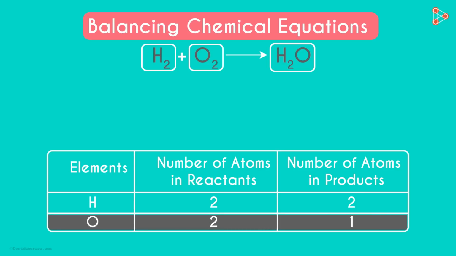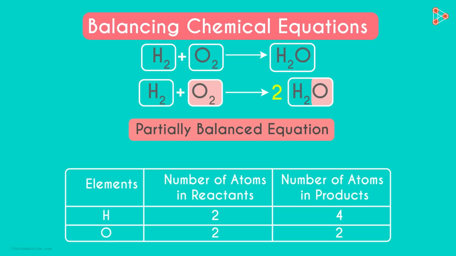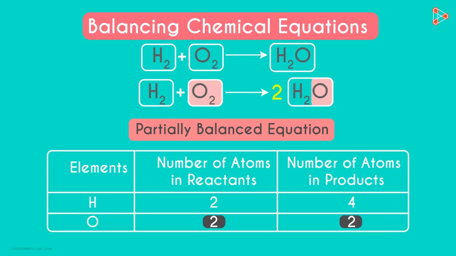This row in the table tells us that the number of atoms of oxygen on the reactant side is not equal to that on the product side. It's 2 on the left and 1 on the right. So let's try balancing the oxygen atoms first. As there's 1 oxygen atom on the right and 2 on the left, we multiply H2O with 2. What we have here is a partially balanced equation. The number of oxygen atoms on the right is 2 and that on the left is also 2.